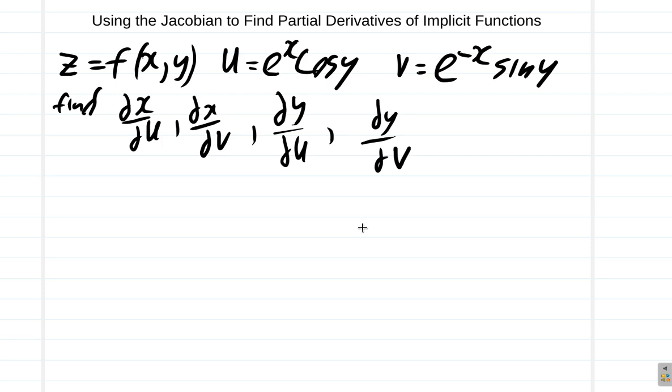we had looked at this previously, and we found these derivatives without using the Jacobian. Now, it was very difficult. It was a lengthy process and a lot of work. Alright? Now here, we're going to do it again, but this time we're going to use the Jacobian.